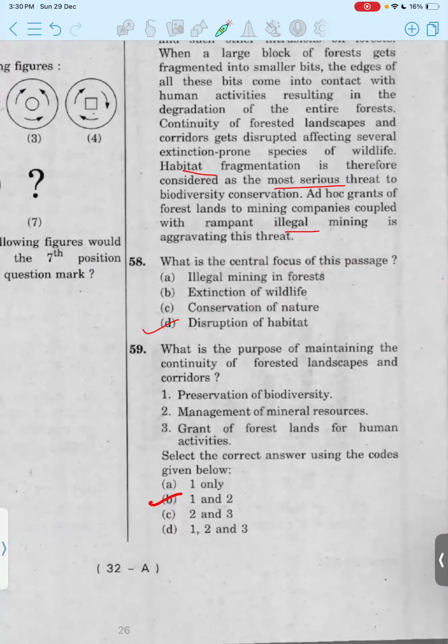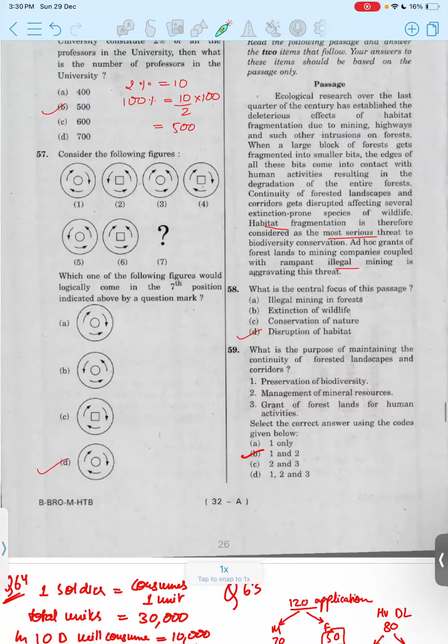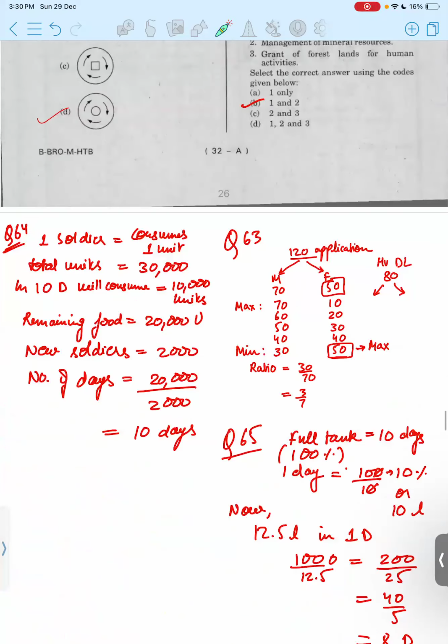In 59, what is the purpose of maintaining the continuity of the forested landscapes and corridors? This is a little confusing between these two options. It is clearly stating preservation of biodiversity, so that one will be there. And grant of forest lands for human activities is rather negative. It should be the opposite. So C and D get eliminated, they cannot be right. Management of mineral resources can be one thing, but it is not being directly talked about. So the right answer is option A. In 59, A is the right option.